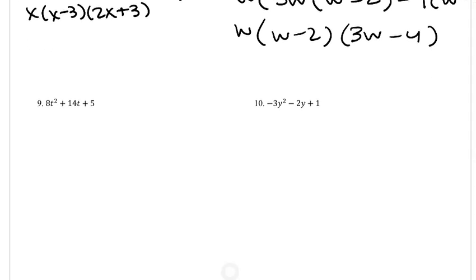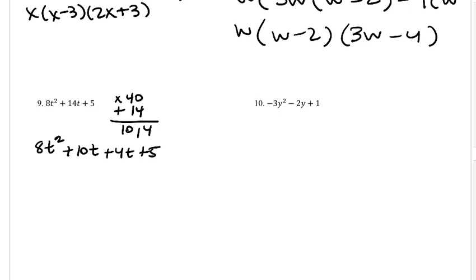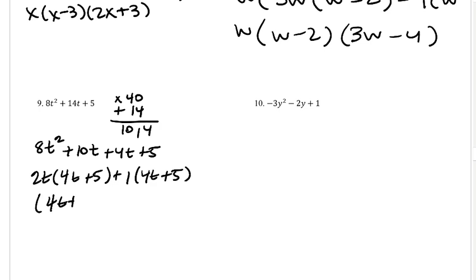Over here, looking for two numbers that multiply to 40 and add to 14. That's going to be 4 and 10, or 10 and 4, however you like it. Really doesn't matter. So it's 8t squared plus 10t plus 4t plus 5. Okay, so I'm going to factor out a 2t. I'm left with 4t plus 5. That means I'm going to have to factor out a 1 over here. That's going to be 4t plus 5. And so factor out the 4t plus 5, and I'm left with 2t plus 1.